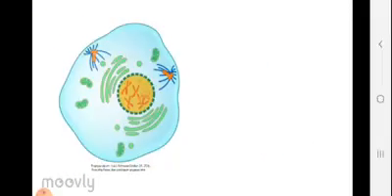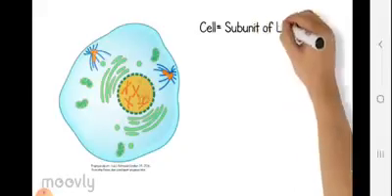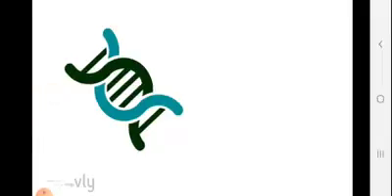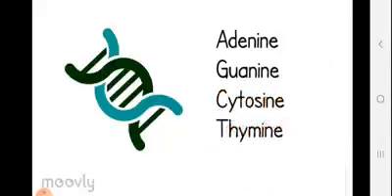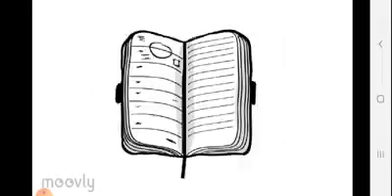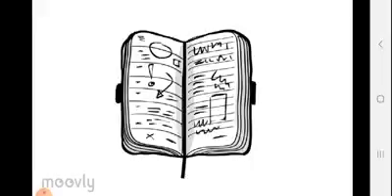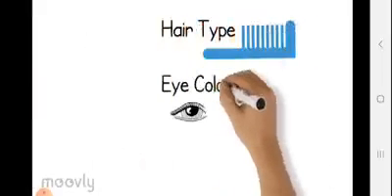You're all made up of cells. The cells can be thought of as the subunit of life. Inside these cells are a set of instructions called DNA. DNA is made up of the bases adenine, guanine, cytosine, and thymine. You can think of these bases as instructions that code for genes in your body. For example, the DNA contains instructions for traits such as hair type, eye color, and height.